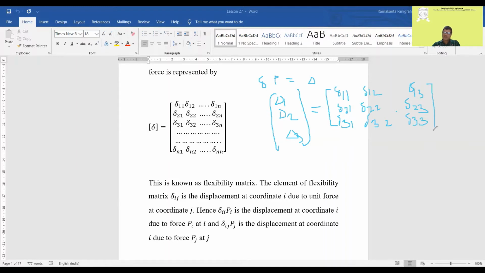So this will multiply what? The P matrix, P1, P2, P3, like this. So multiplying delta 1 1 by P1 will give the value of delta 1 at the point 1. So this is the meaning of these displacements: displacement at coordinate i due to the force applied at j.